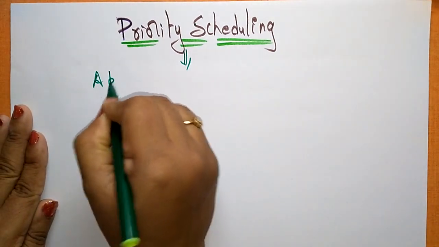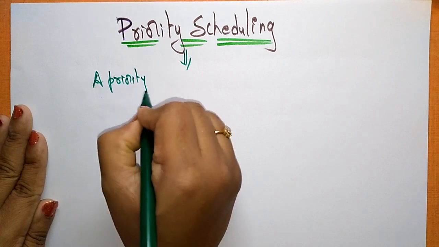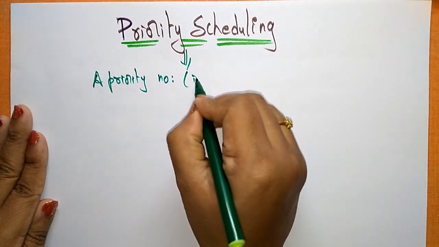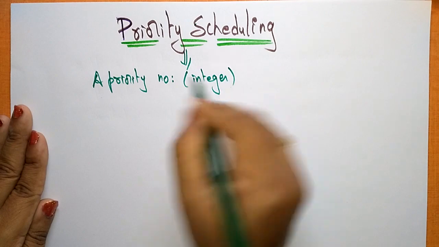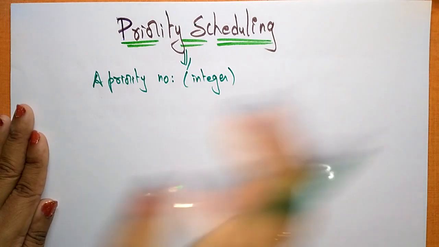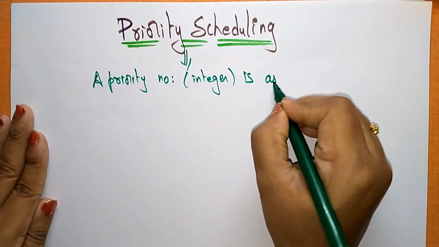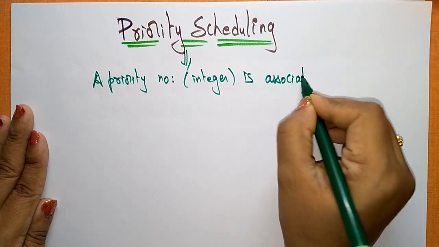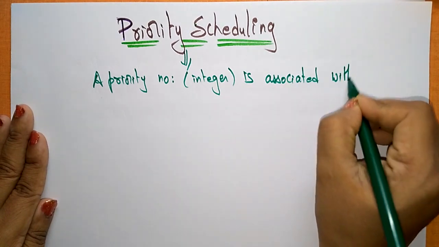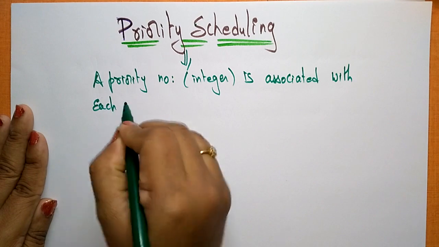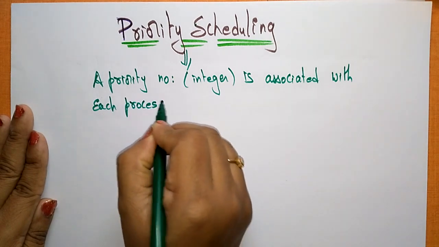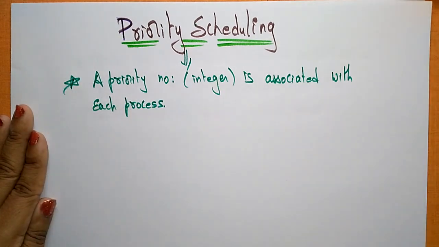A priority number is always represented as an integer. An integer is associated with each process. So you have to assign a priority to each process. If you are using the priority scheduling algorithm, first you have to assign the priority to each process.